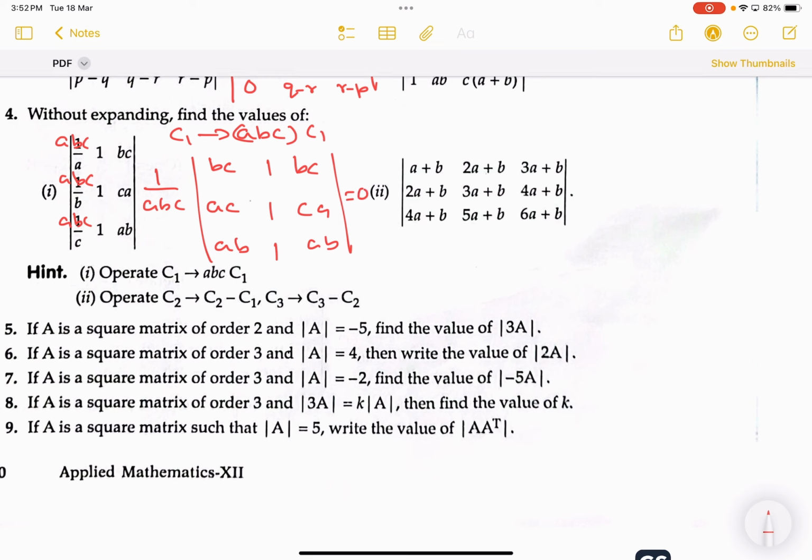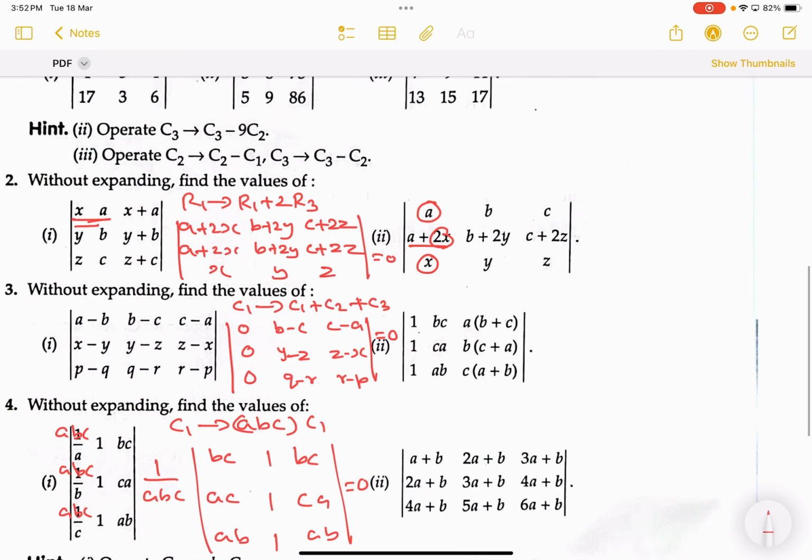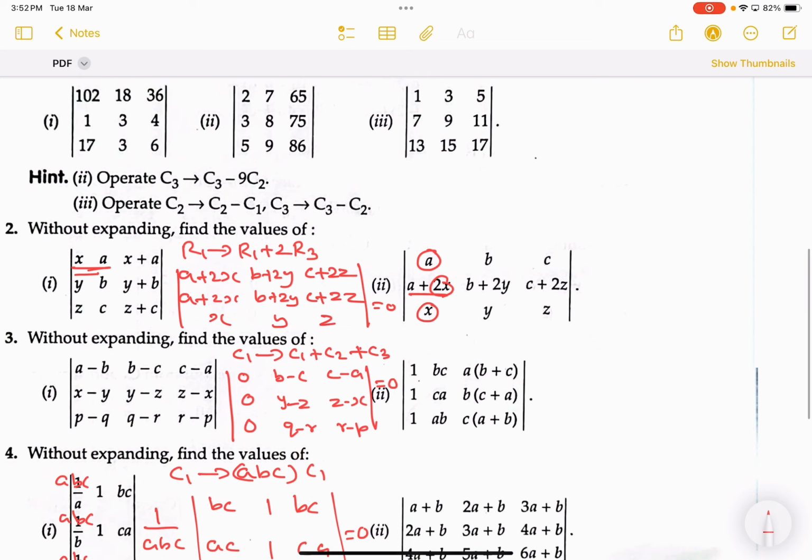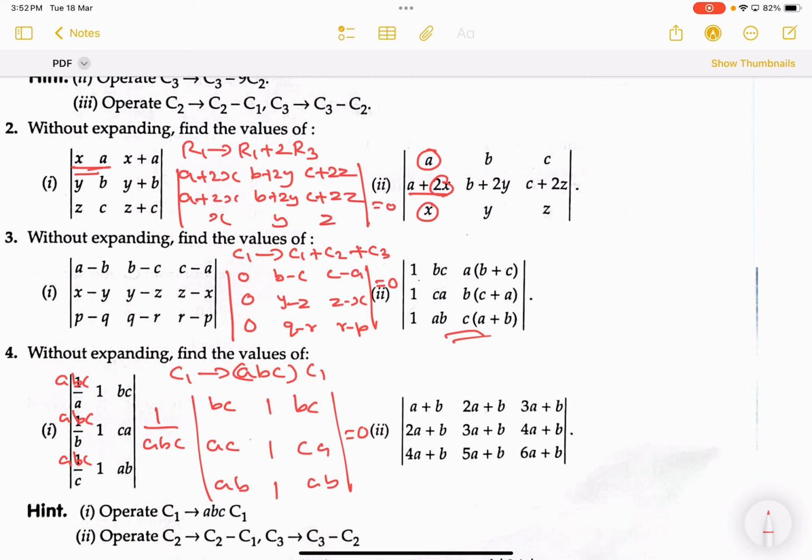Got it. Identical elements. What if we do C1 equal to C1 into C2? That second question, right? The top one we just had that. Third question, second part. What happened? What if we do C1 equal to C1 into C2? We get two of them same, right? C3, yeah, C2. That is just BC. 1 into BC. Multiplication you can't do.